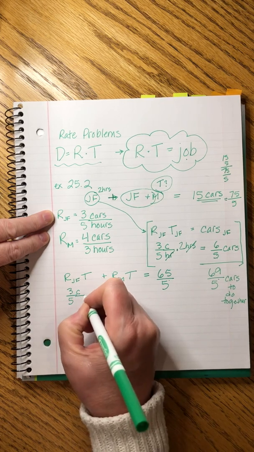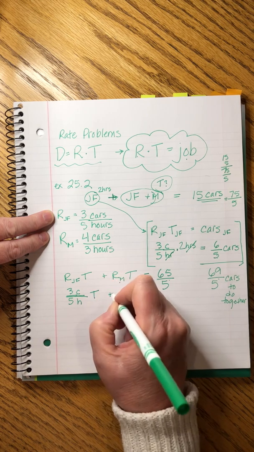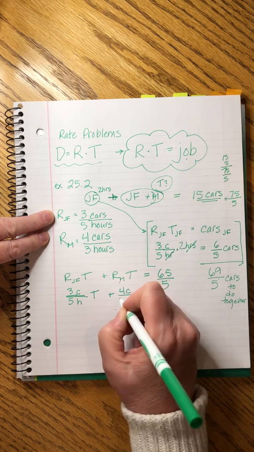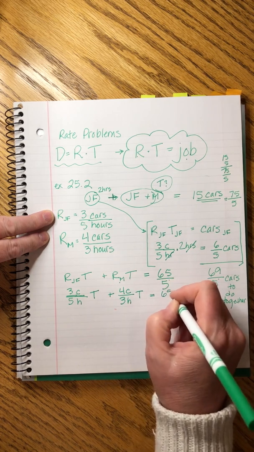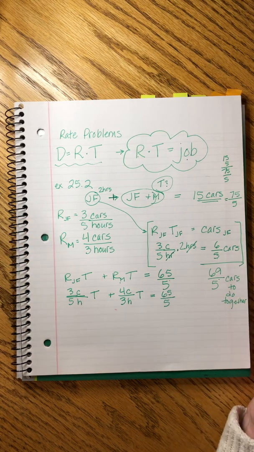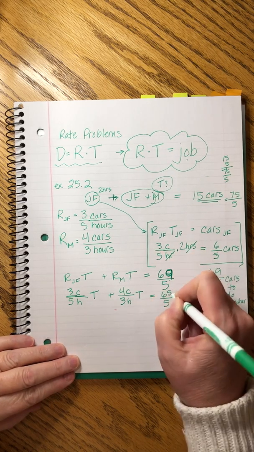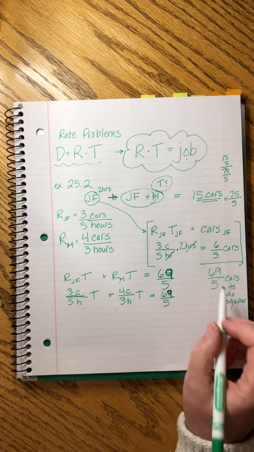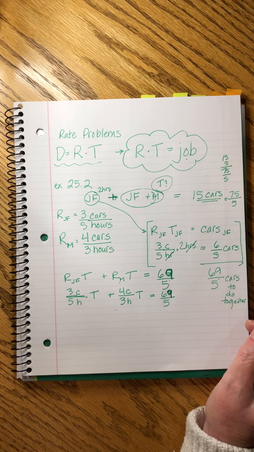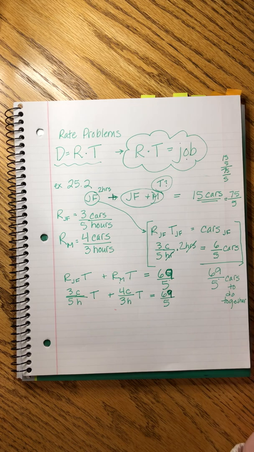And I'm going to keep putting the letters in. Times T plus 4 cars over 3 hours times T equals 65 over 5. Oh, I'm sorry, 69. My bad. I just copied wrong. Okay? It's one of those moments when I think, oh, I know what you're thinking. You're all like, what is she doing? Why did it change to 65? Because I went a little wild.